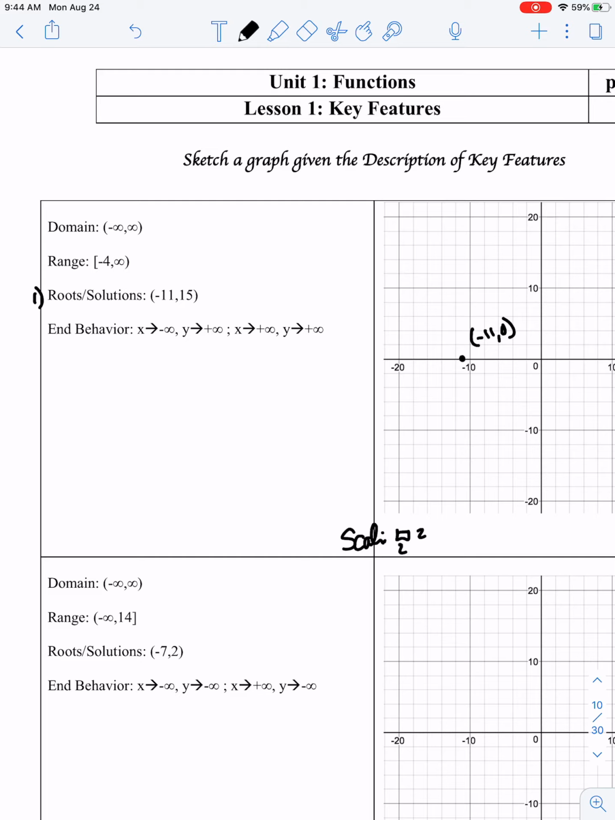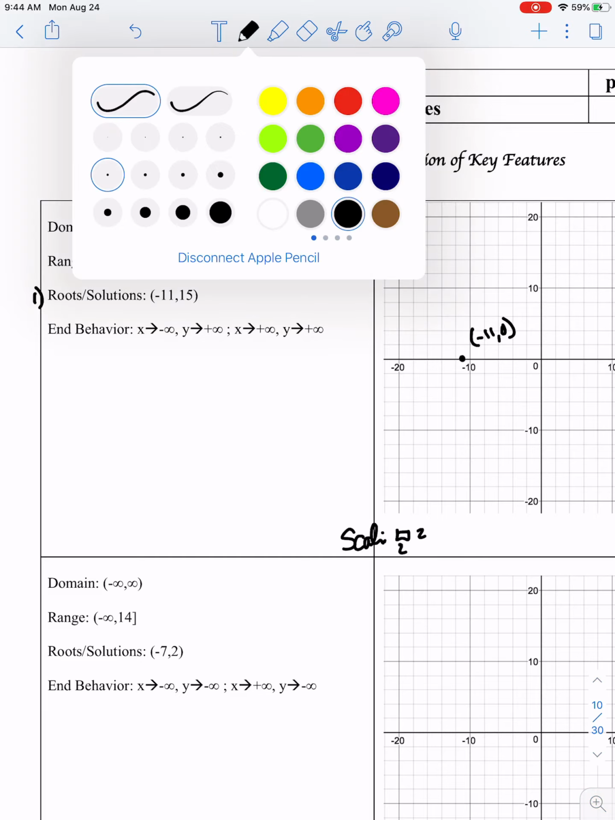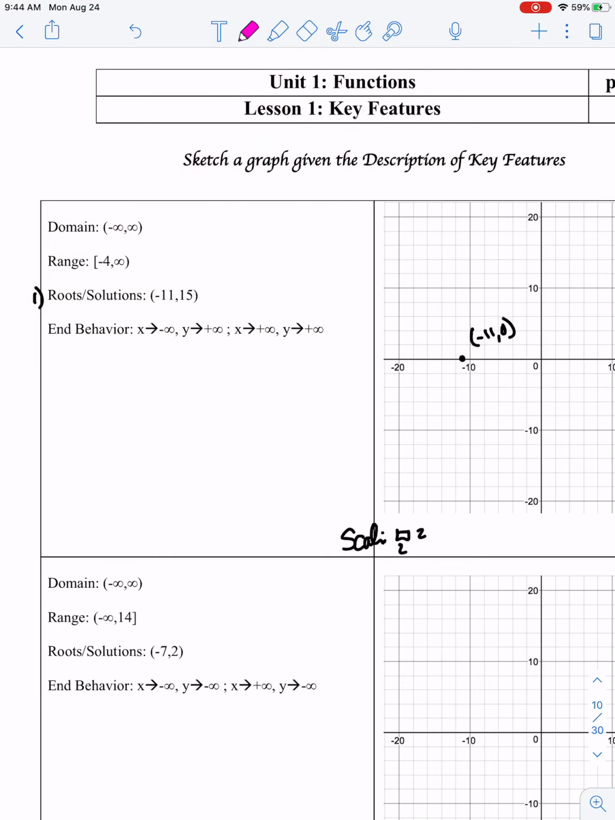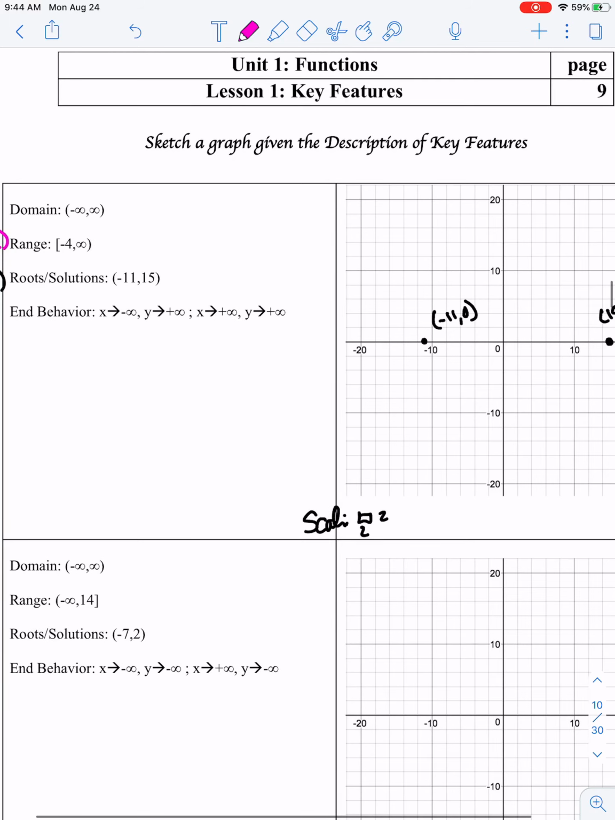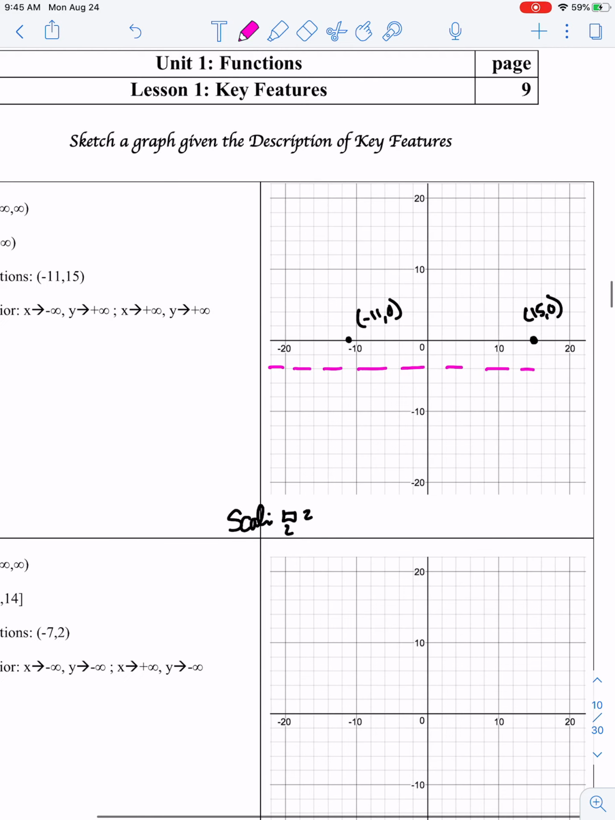The next thing I like to do is go in with my range. That tells me the smallest value to the largest value that my graph can cover. So the smallest y value that can hit my graph is -4. So it's going to cover this line right here. So as long as I have a dot anywhere along here, then my graph would be correct.